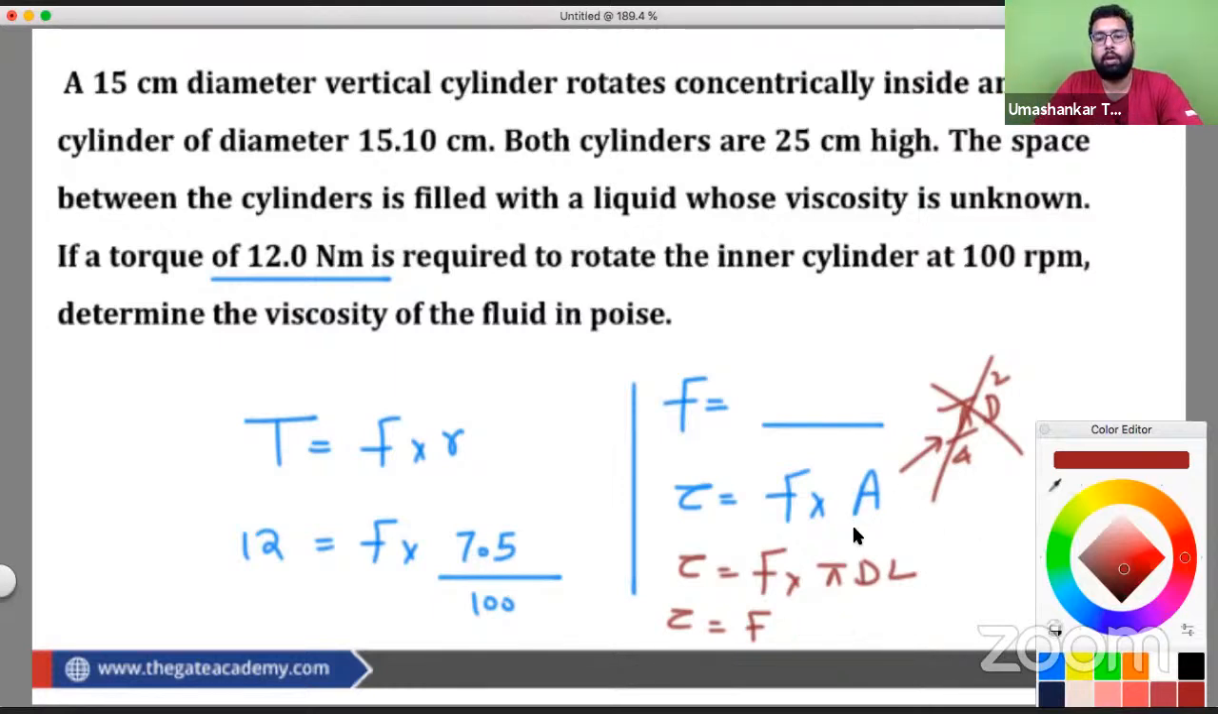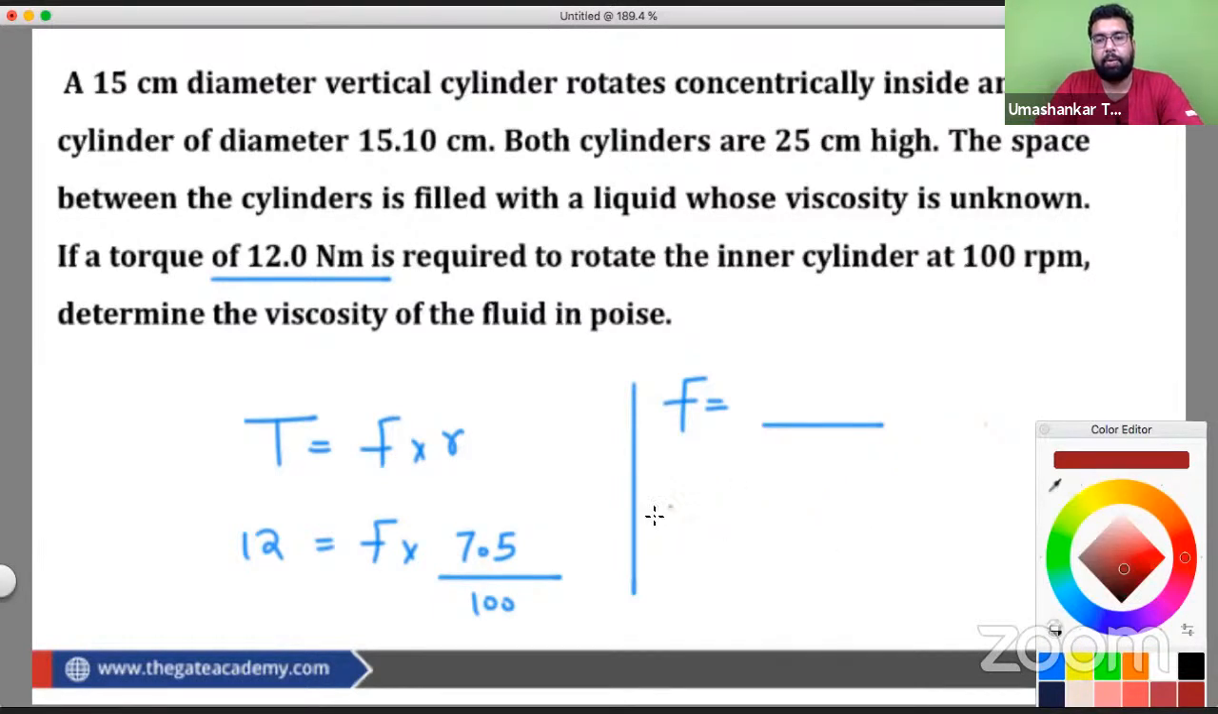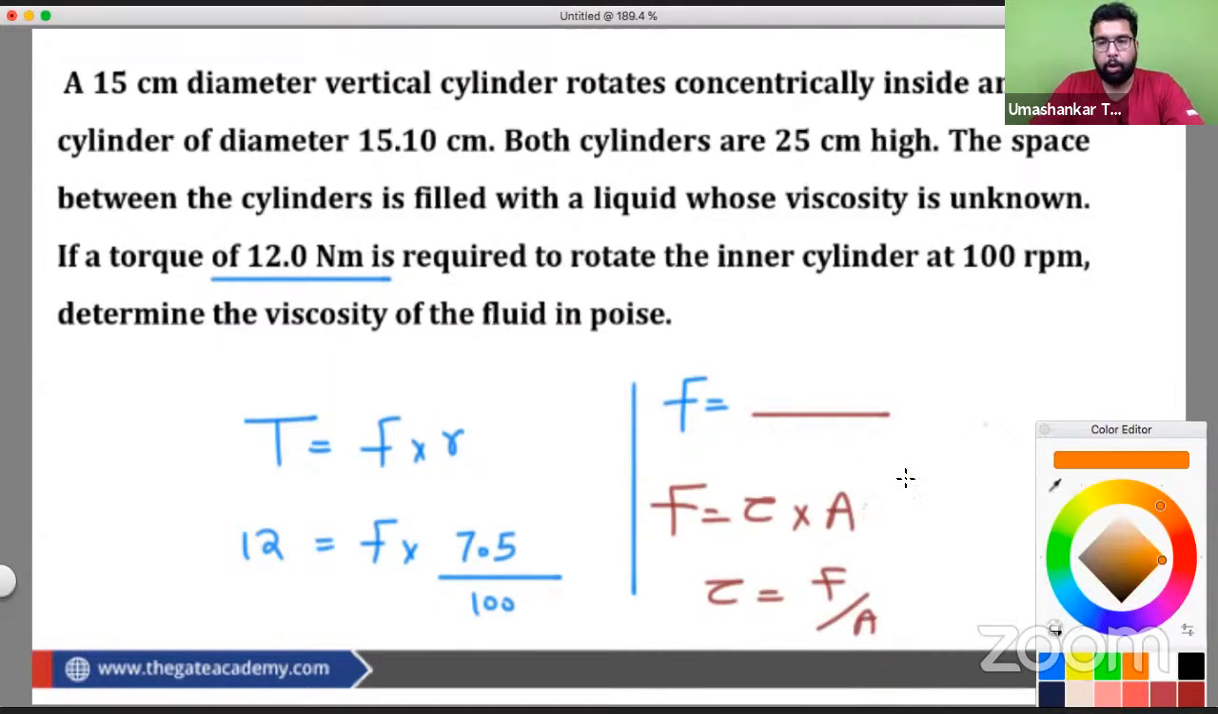Oh, sorry. Actually, I have written it opposite. My mistake. I should write force is equal to, so we can find the force from here. Force is shear stress into area, right? Shear stress into area. Or we can write shear stress as force upon area. Thank you, Vikram. So this is the area beta we have to use.